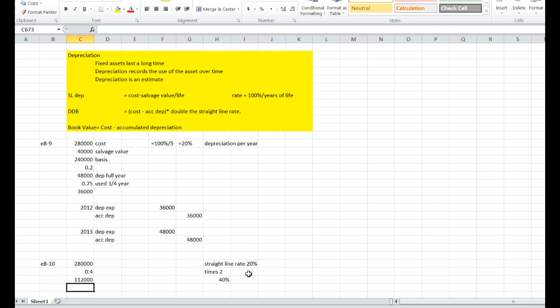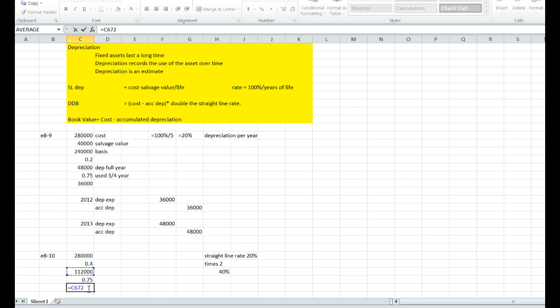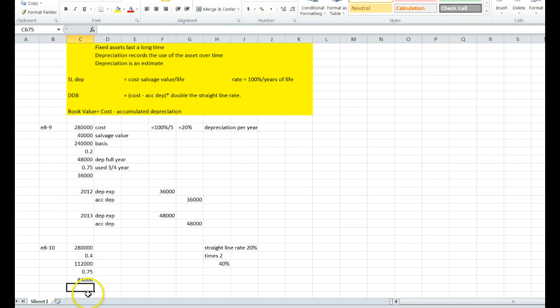Looks like 112,000, but we didn't use it for a full year again. So we have to multiply this times 3/4 of a year. So we use 0.75. So then 112,000 times 0.75. Looks like 84,000. So debit depreciation expense 84,000. That's a lot more than we got, right? And credit accumulated depreciation, 84,000.